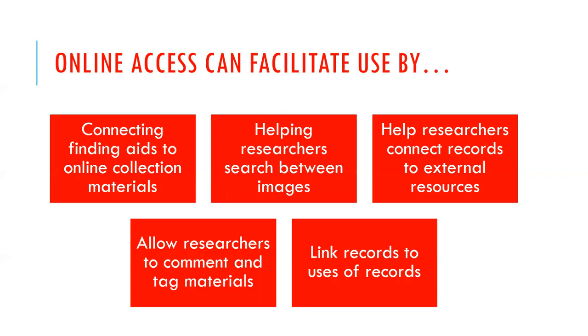Another thing that online access can do is help researchers search between images. This is probably especially true for online collections, but it's really giving them the ability to search through online collections in a way that is understandable and intuitive to them. That's just going to make it so much easier for them to understand how to look through an online collection or an online finding aid, because you're asking them to use skills that they already have instead of expecting them to learn how to do something new that they may not understand as well.